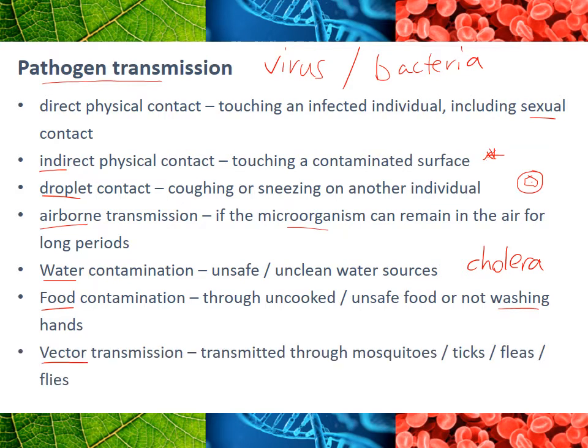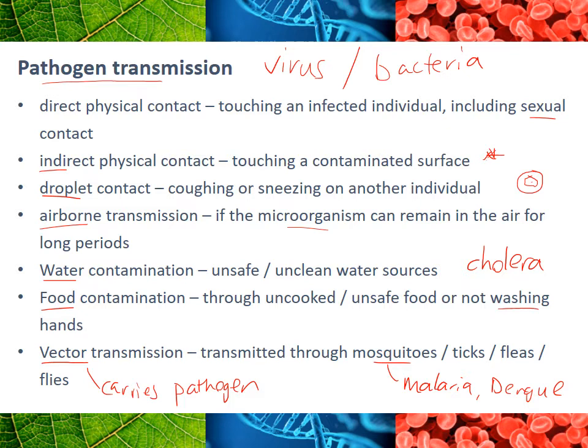And vector transmission. A vector is basically something that carries a pathogen around, okay? And the most common example would be mosquitoes. So you might have heard of malaria or things like dengue fever. So they're actually caused by protozoa that are carried around by mosquitoes. So mosquitoes are actually the most dangerous animal in the world. They're responsible for tens of millions of deaths every year from transporting these diseases.